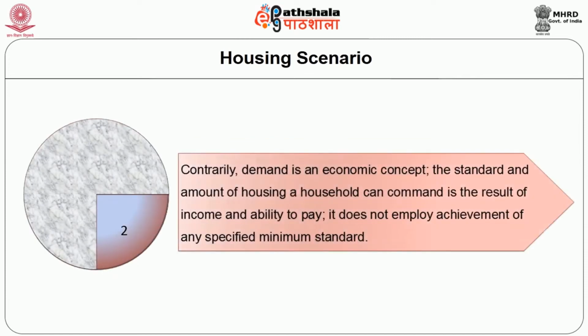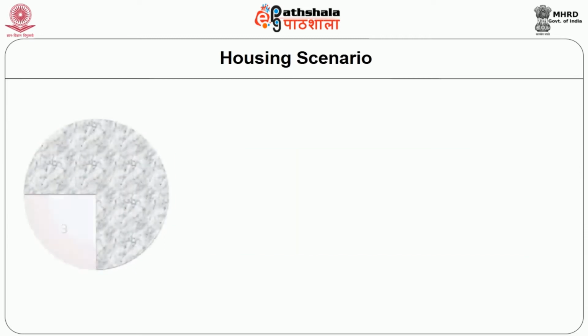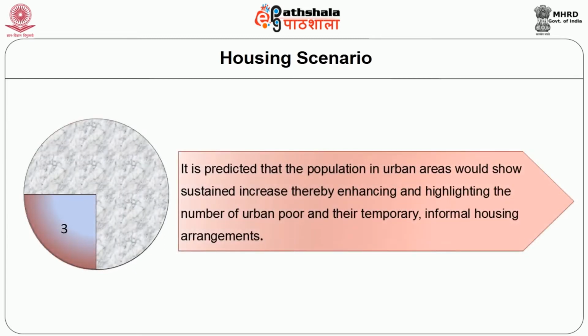Contrarily, demand is an economic concept. The standard and amount of housing a household can command is the result of income and ability to pay. It does not imply achievement of any specified minimum standard. It is predicted that the population in urban areas would show sustained increase, thereby enhancing the number of urban poor and their temporary informal housing arrangements.